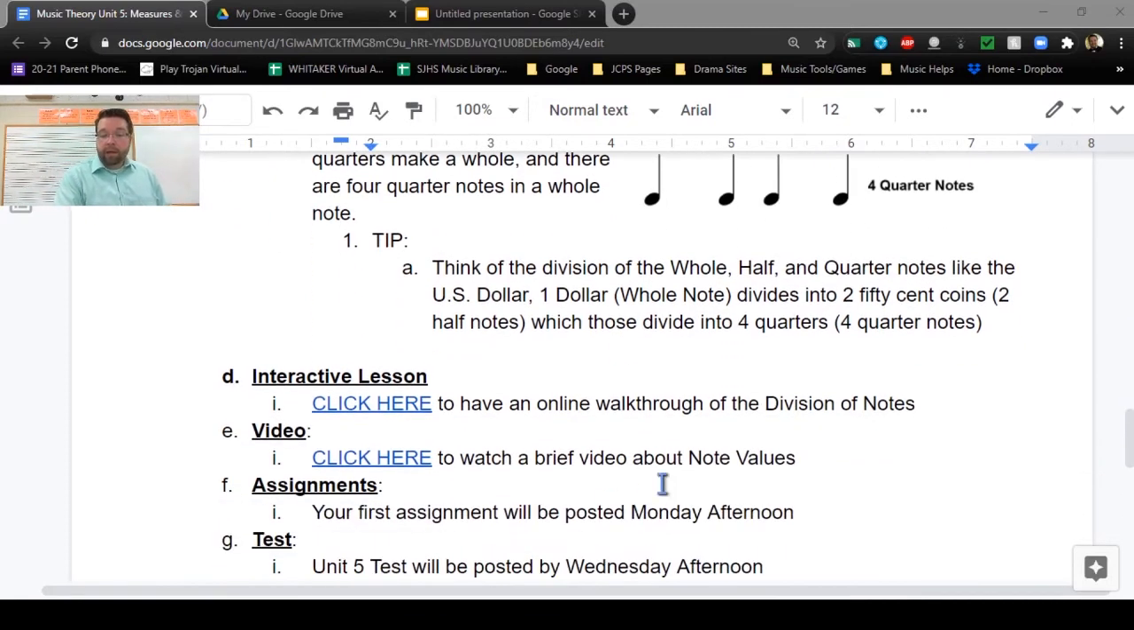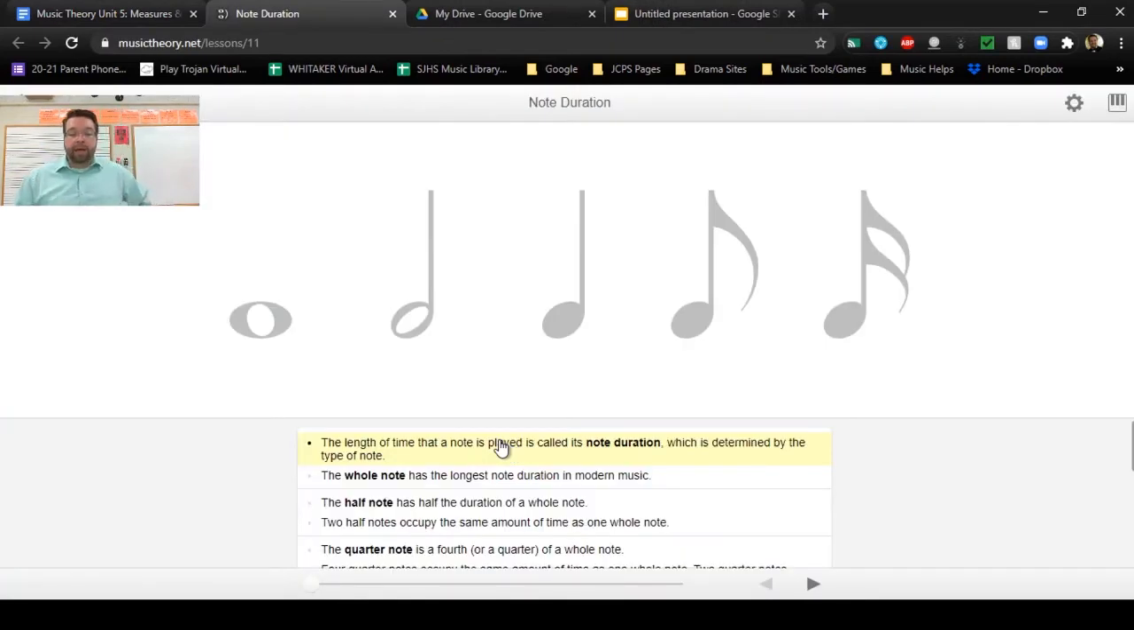Okay, so here I have a couple of links. We're going to look at this here. This is an exercise in note duration that divides it even more so.